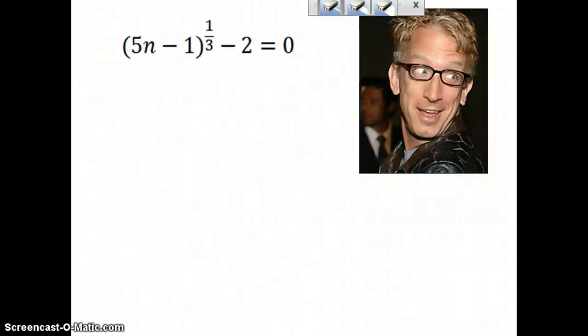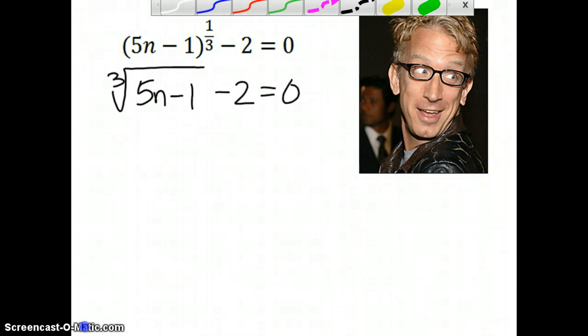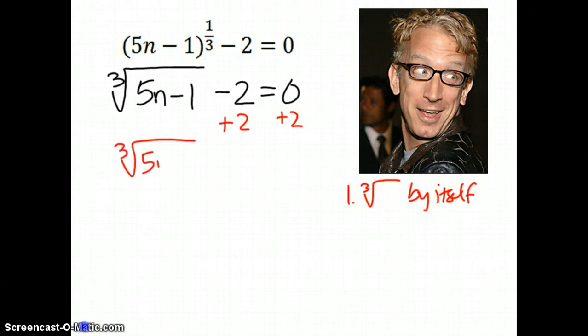Halfway through our examples, you might find that this is just getting worse, but I find that if you rewrite this, it's actually not so intimidating. So we're going to take the cube root of 5n minus 1 minus 2 equals 0. Our first step is to get that cube root by itself, remember? First step, get the cube root by itself, get the square root by itself. So we'll add 2 to both sides. Cube root of 5n minus 1 equals 2.